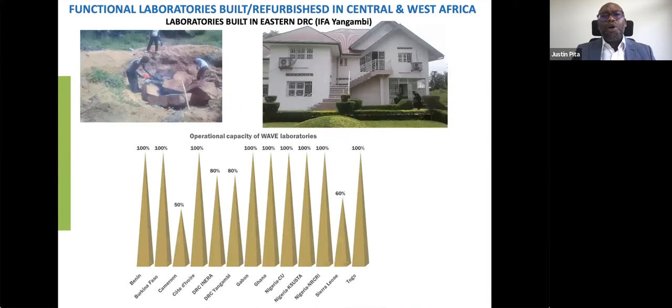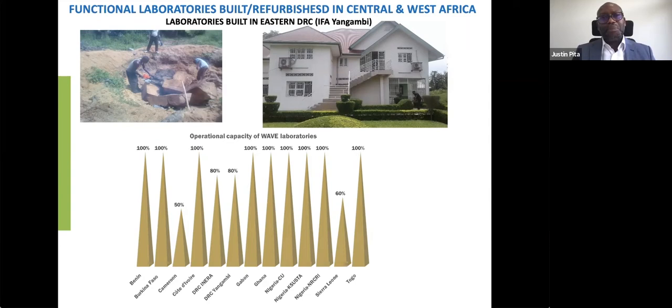For infrastructures, we have now built or refurbished 13 laboratories in Central and West Africa. 9 of them are 100% functional. You see that from this map here. In DRC, that's where we started. We cut this tree that we see here, and today, instead of this tree, this is the building that we have. This is the WAVE laboratory in Eastern DRC.